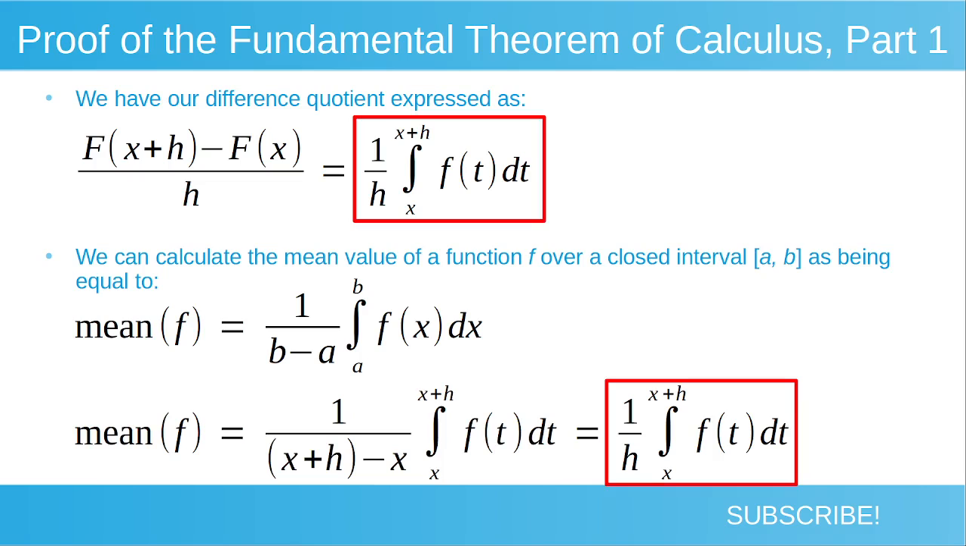If we look at the terms inside both of those red rectangles, they are the same, they are equal. So what we're actually saying here with that equation at the top of the screen is that the difference quotient of our function capital F of x over that interval of length h is equal to the mean value of the function f of t over that interval from x to x plus h.